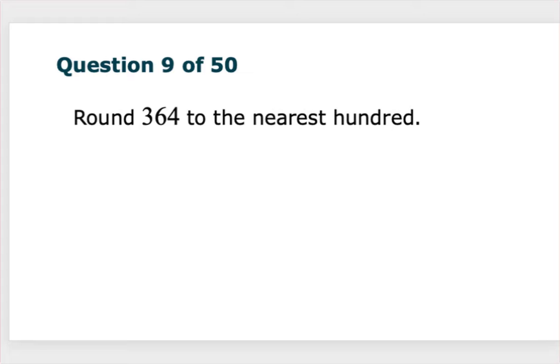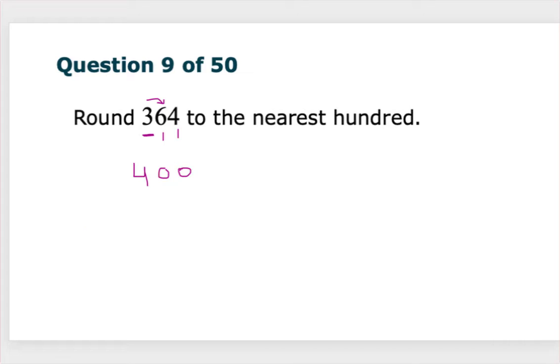Question 9. Round 364 to the nearest 100. Here is the hundreds place. So when we're done rounding, we'll have zeros here and here. Since the 6 is greater, we always look to the number right behind the one we're rounding to. So we're going to look to this one right here. The 6 is greater than the 5. 5 or above, we would round up. So it's going to be 400.